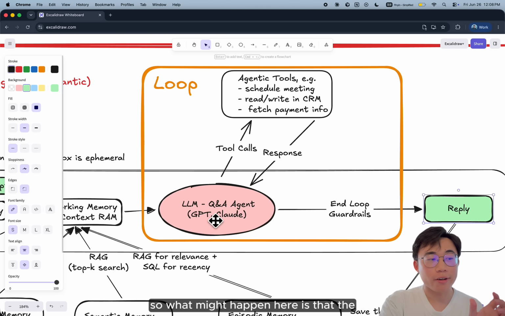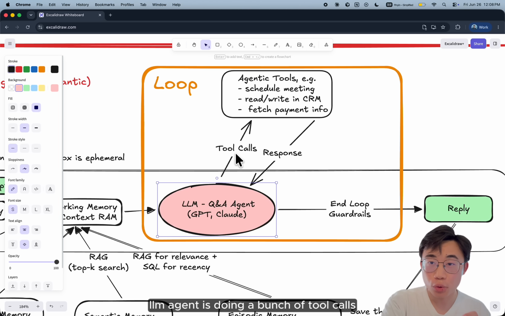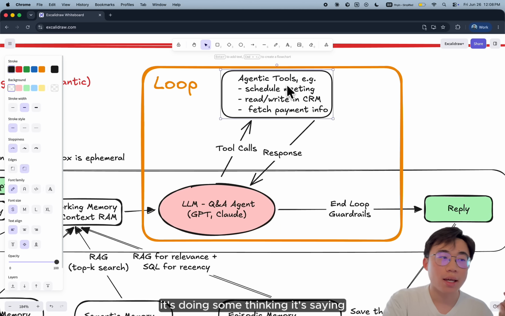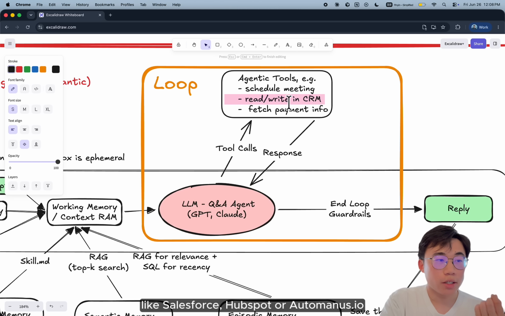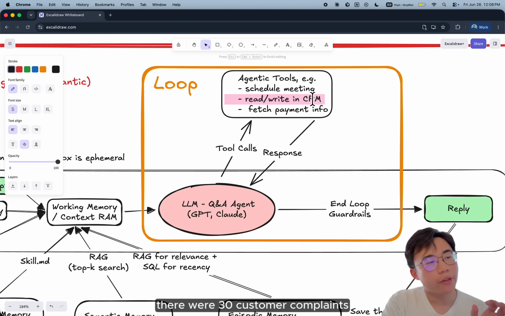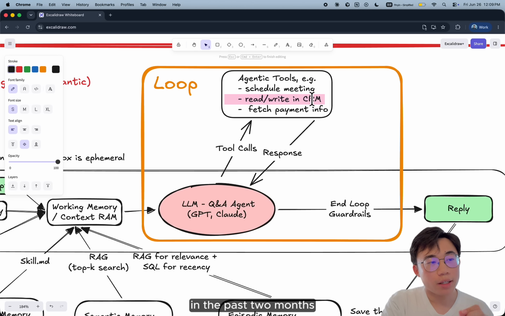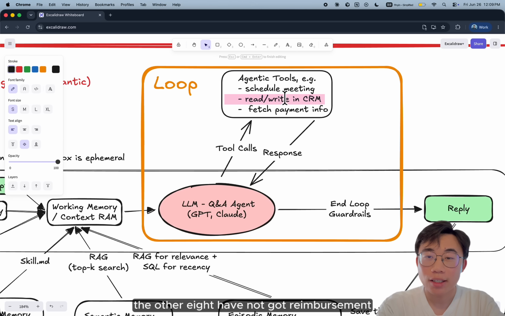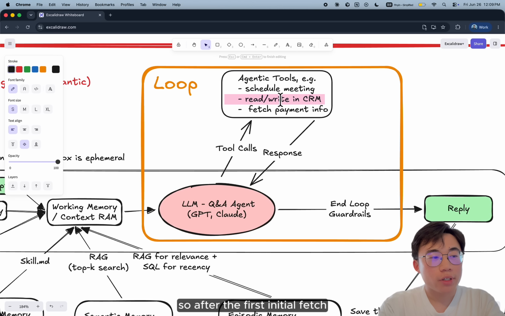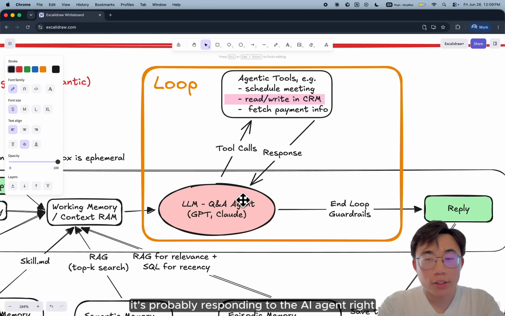So what might happen here is that the LLM agent is doing a bunch of tool calls, doing some thinking. It's saying, let me read from our customer relationship management tool, like Salesforce, HubSpot, or Automatus, and then it's gonna find out, okay, there were 30 customer complaints in the past 2 months. 12 of them have got reimbursement, the other 8 have not got reimbursement.